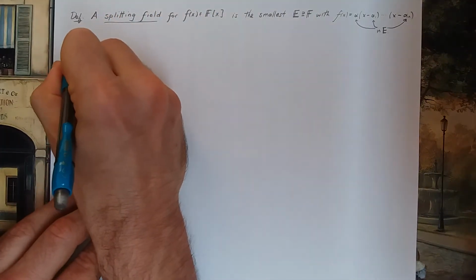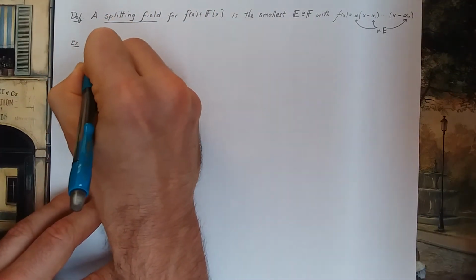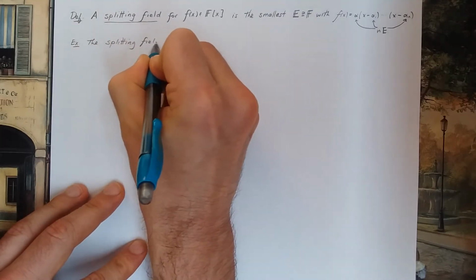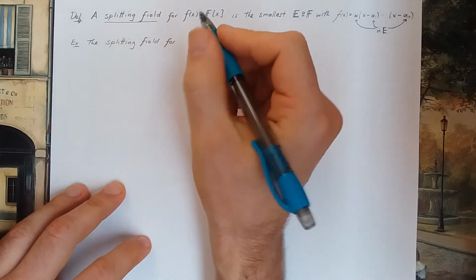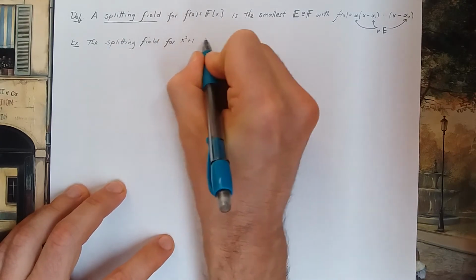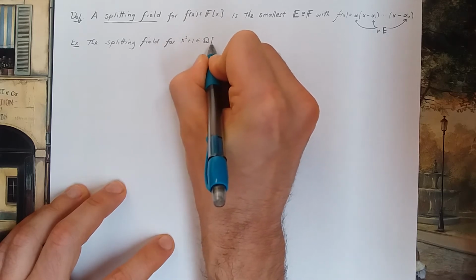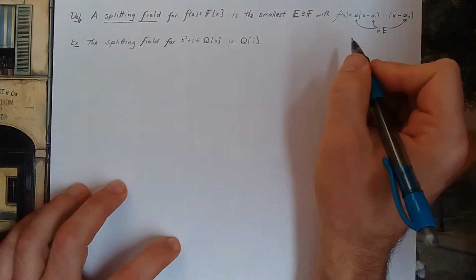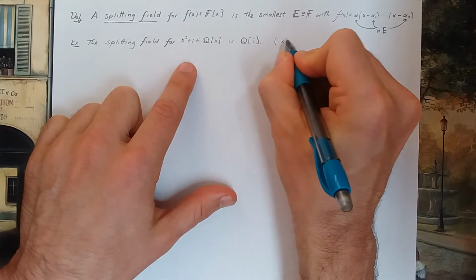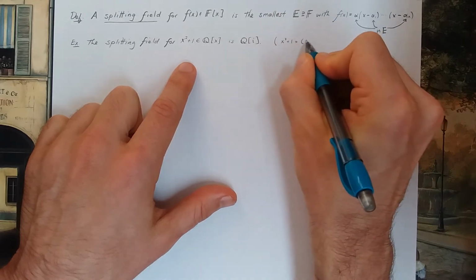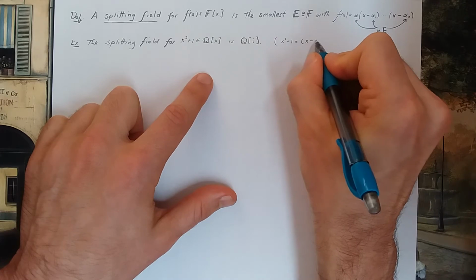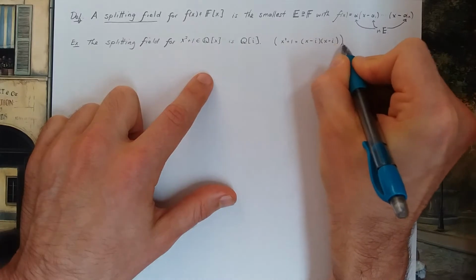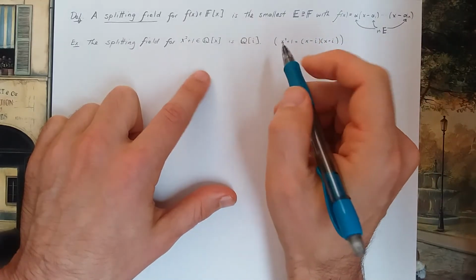So let's do some examples. The splitting field for the polynomial x squared plus 1, and let's say I'm over the rationals, is Q adjoin the complex number i. That's because I could take x squared plus 1 and write it as a product of terms x minus i times x plus i, and plus and minus i are elements in this field extension.